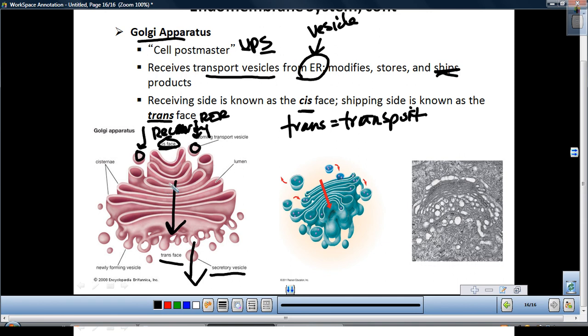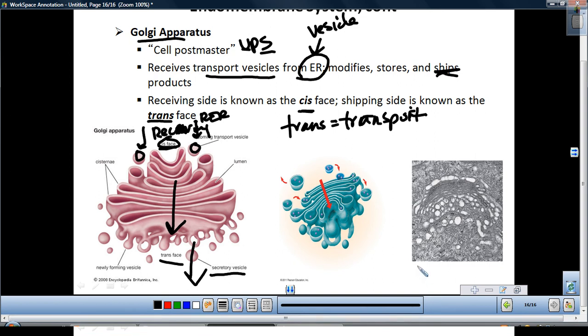The Golgi would receive it. The Golgi would then do further modification. Okay, and then once it was done, it would send it out via another vesicle on the trans side, which in most cases would then go and hit the cell membrane, and then it would go out of the cell to its final destination.